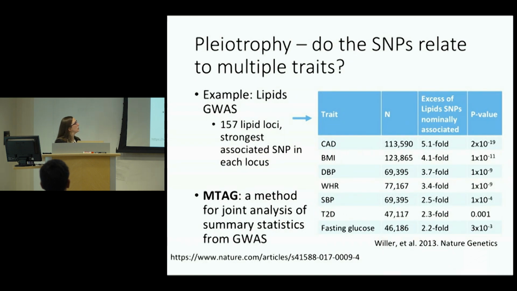Pleiotropy is getting at whether SNPs relate to multiple traits. Here's an example from lipids, where we had 157 lipid loci, and we took those loci and looked at the GWAS from coronary artery disease, BMI, blood pressure, waist to hip ratio, systolic blood pressure, type 2 diabetes, and fasting glucose, and looked at enrichment in association results in these other GWAS for our lipid-associated variants. And we saw some enrichment of different excess for these different traits. MTAG is a method that was published about this time last year for doing a joint analysis of GWAS summary statistics and being able to model that appropriately.